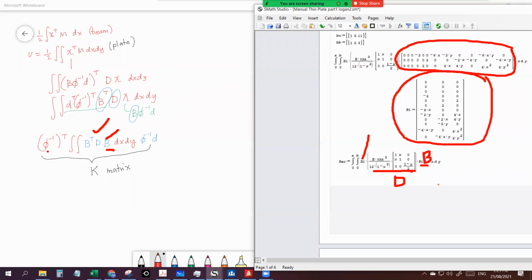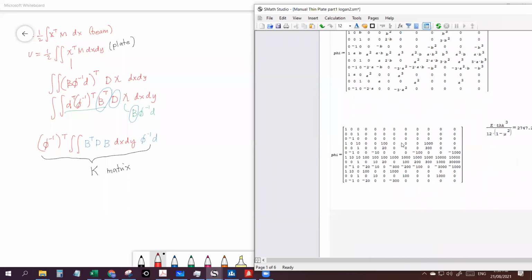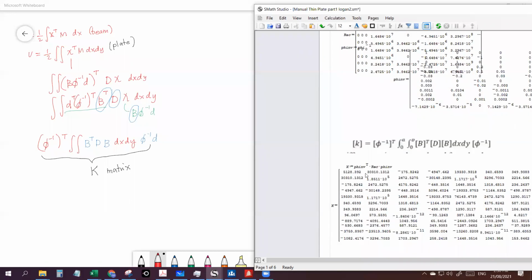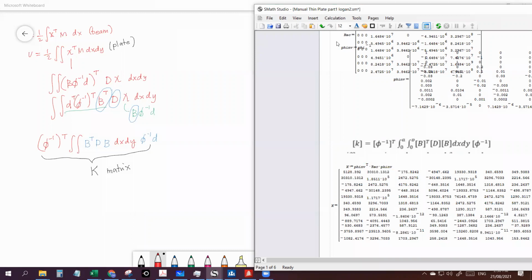Okay? So where's the phi inverse transpose? Where's the phi inverse? So I designate them all as REC. So the total K is this one. Okay. So I got the phi inverse transpose. Then this is the REC in SMAT. And then the phi inverse is this one. So I have my total K matrix per element, per plate element. Okay. So now you know how to use the code.